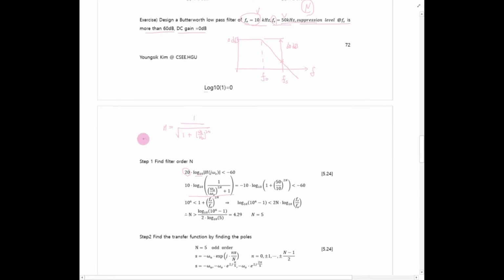So for 20 log, the square root is removed, and that's this one. I removed the square root over here. That's why 20 log converted to 10 log. Anyway, this 10 log means the suppression level at omega s. This suppression level should be more than 60 dB. So this condition is given here, and this one is more than 60 dB. From this relationship, we need to find the proper n.